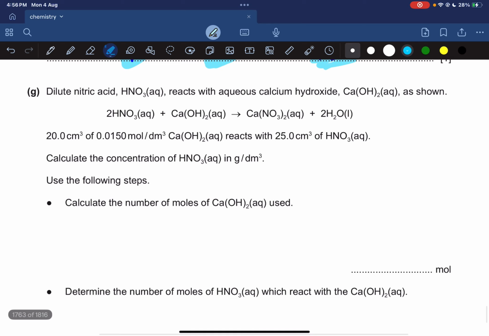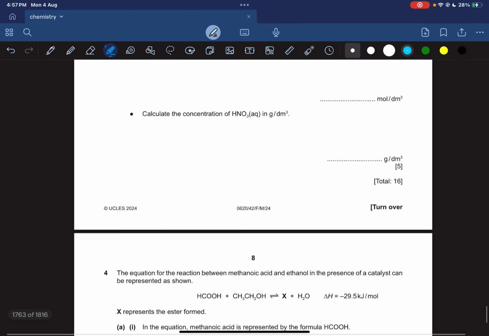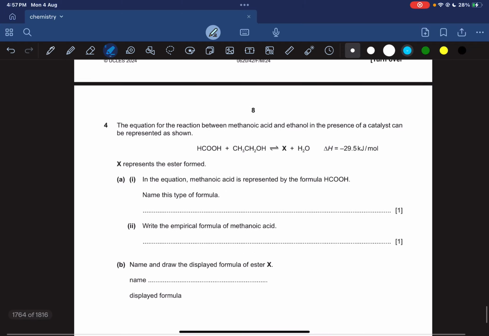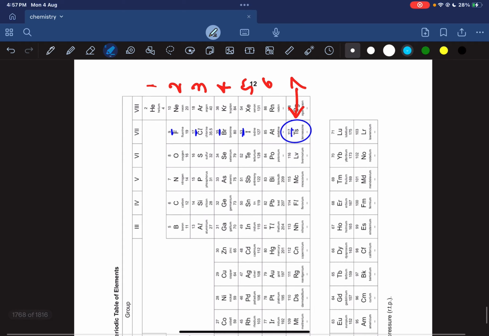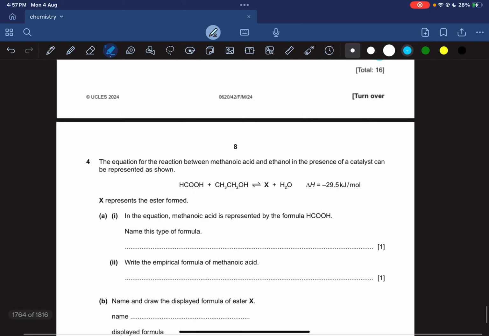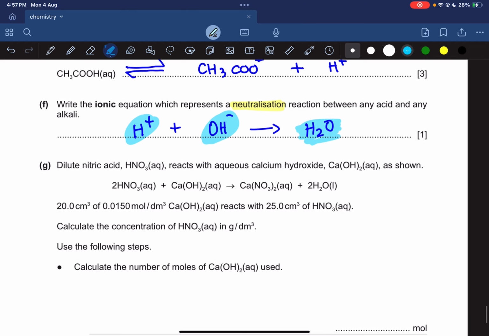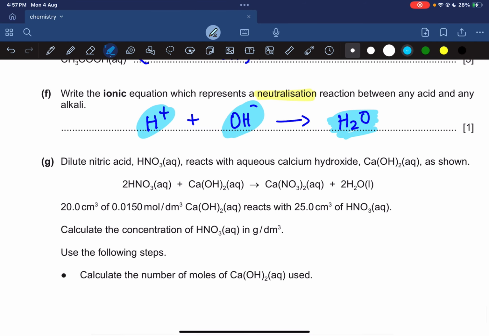Okay, now we have some moles. We have 5 marks just for doing the correct moles, and then we're going to have a really good question. Let's do the moles and move on to a really good question. Okay, dilute nitric acid HNO3 reacts with aqueous calcium hydroxide. This is the equation.